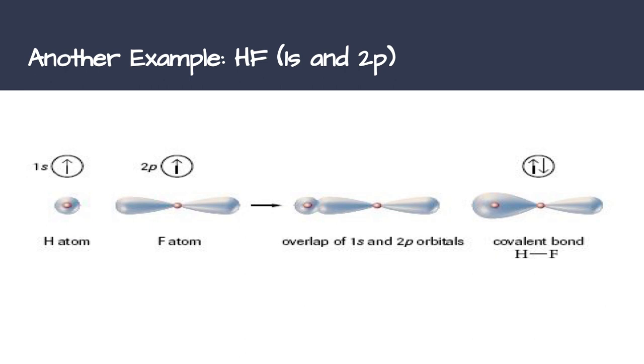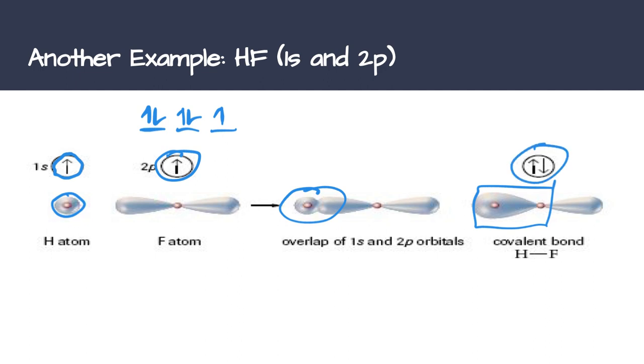So another example could be something like HF. This will form a covalent bond as well, where there's one electron in a 1s orbital from the hydrogen, and then for fluorine, if we looked at the 2p, two of them are completely filled and one is half filled. So the half-filled one is able to overlap with the 1s. You get this overlap happening here, forming a covalent bond and fully filled orbitals.